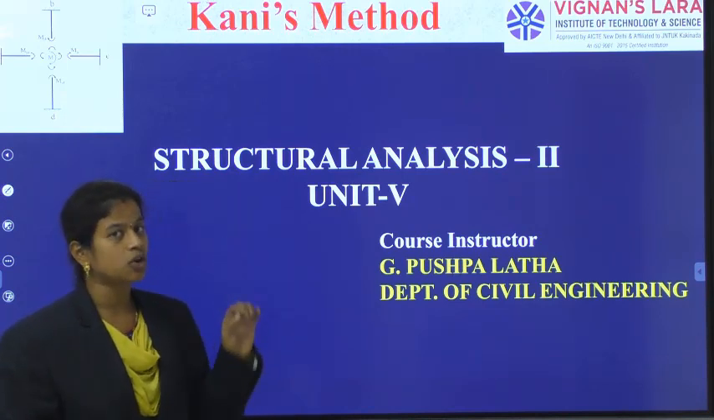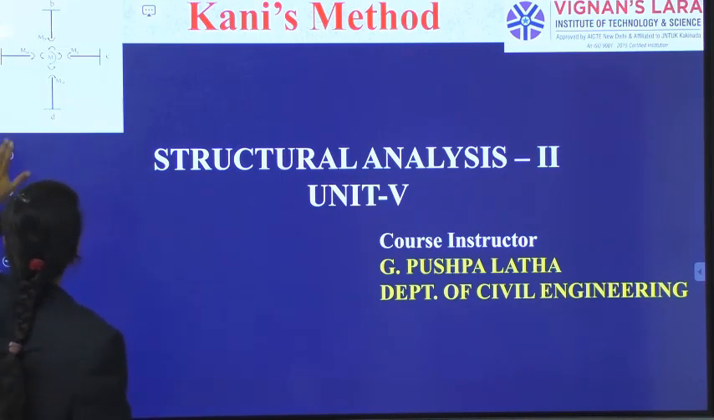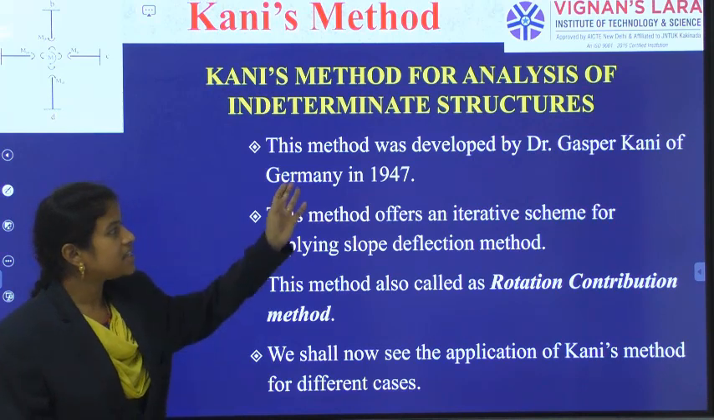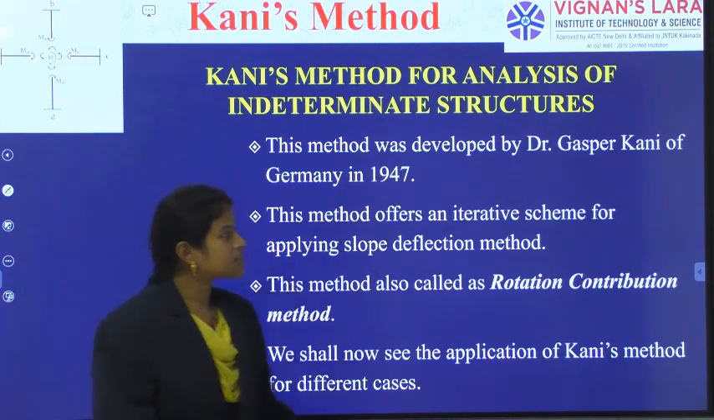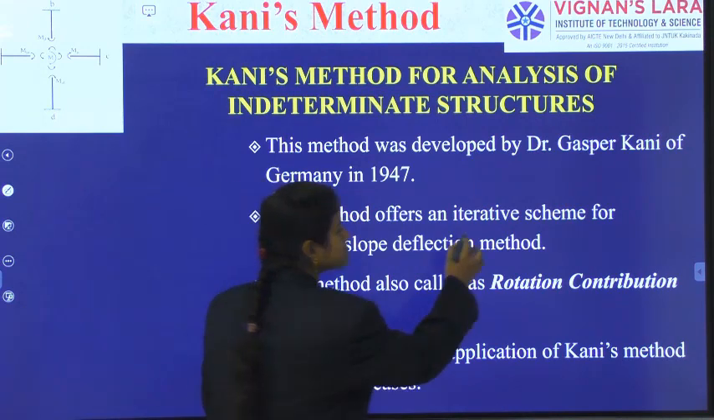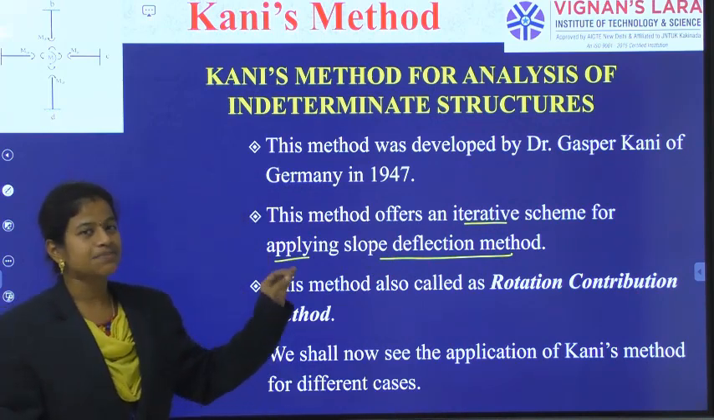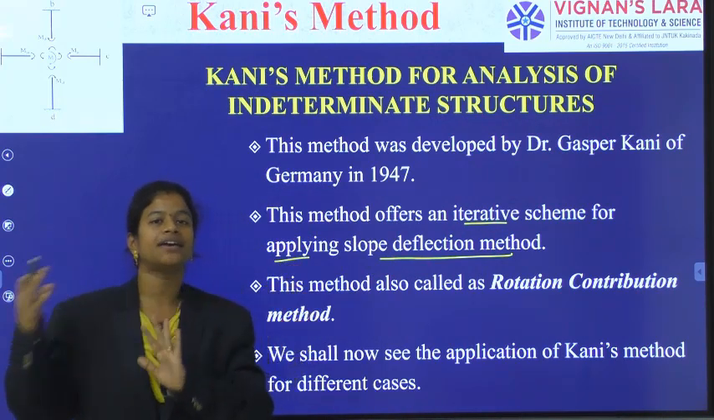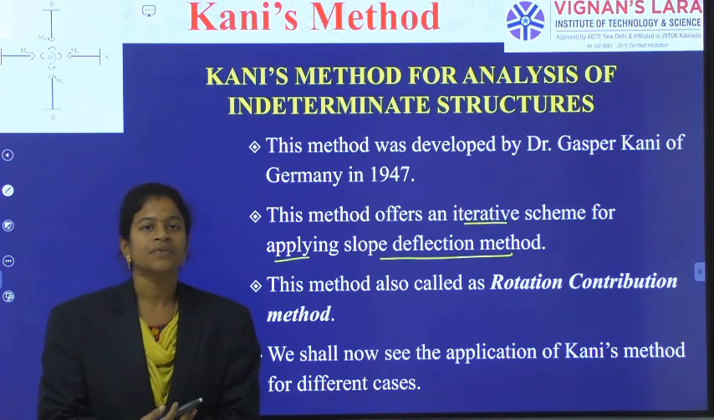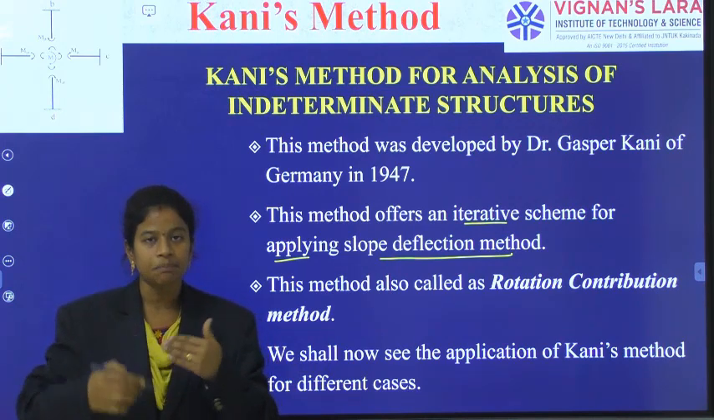Kani's method also has one more name, the rotation contribution method. Firstly, Kani's method for the analysis of indeterminate structures. This method was developed by Dr. Gaspar Kani of Germany in 1947. This method offers an iterative scheme for applying the slope deflection method. It is like an elaborated way of the slope deflection method for applying to very large structures, with some changes and repeated cycles.